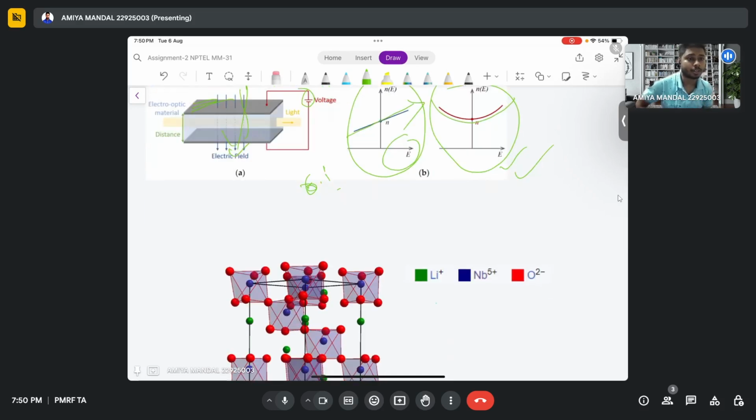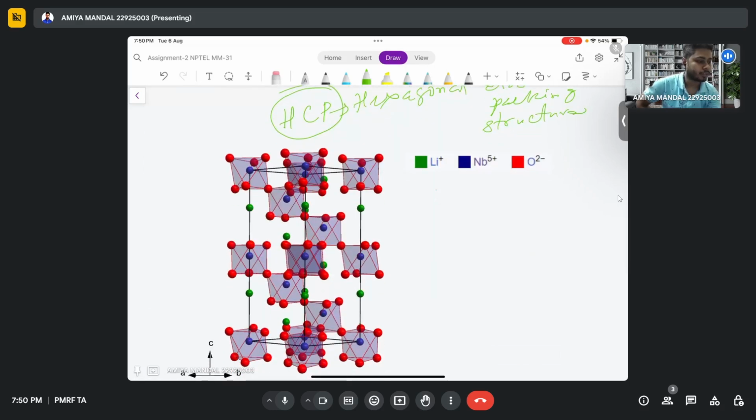What type of structure is lithium niobate forming? This is a hexagonal closed packing structure. You can see at each hexagonal closed packing, this is a unit cell. At each hexagonal closed pack, oxygen atoms are there.